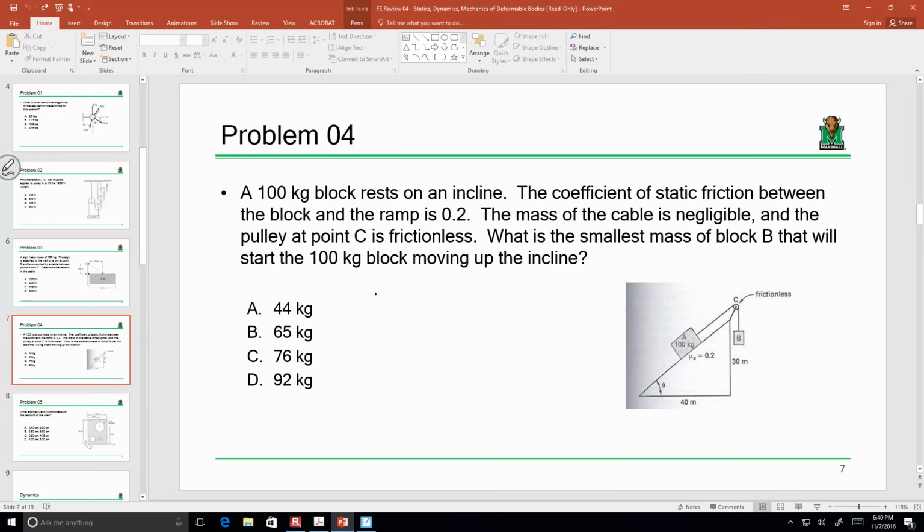All right. So we've got a 100 kilogram block that rests on an incline. The coefficient of static friction between the block and the ramp is 0.2. Now the mass of the cable is negligible. We ain't got to worry about that. And the pulley at point C is frictionless. What is the smallest mass of block B that will start the block moving up the incline? And we got a number of choices. Okay. This is where free body diagrams come into play, and they are incredibly important.